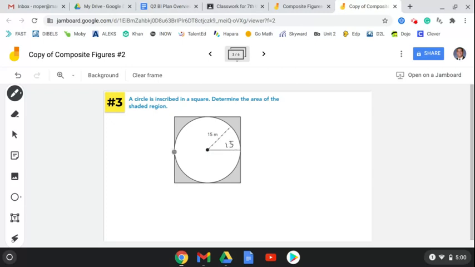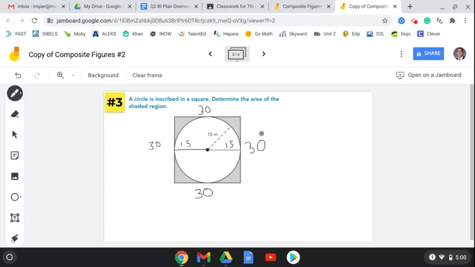What about if I connect another radius line? What about from here to here? From the center to the edge, that would also be 15. So do we know the length of the square? If from here to here is 15 and from here to here is 15, that's basically 15 plus 15, which is 30, which means every side is 30, right? Because this is a square. All sides are the same in a square.